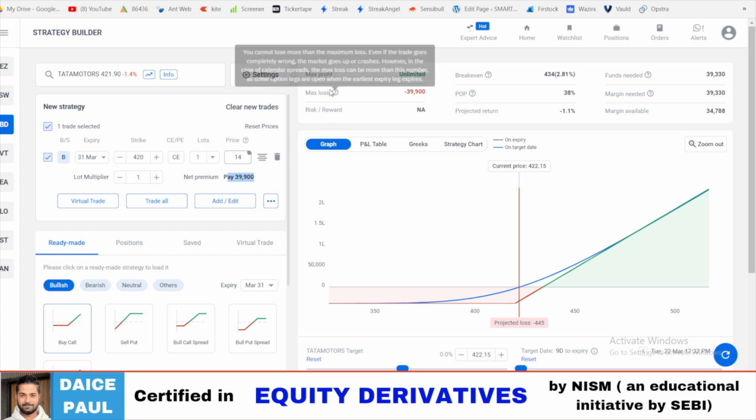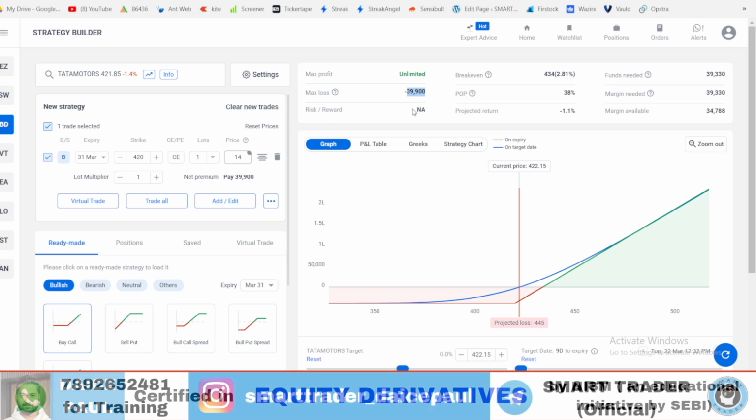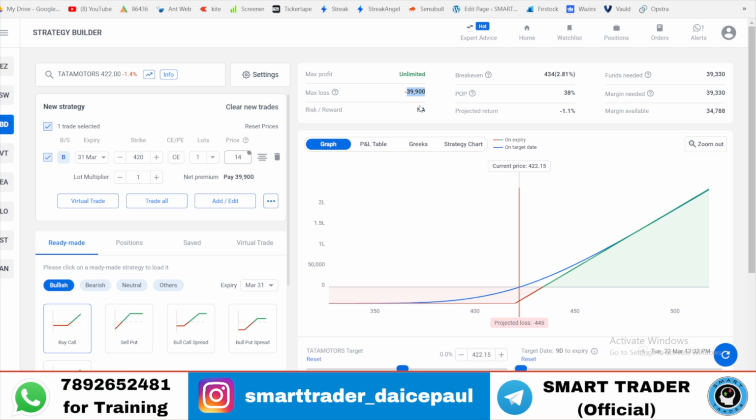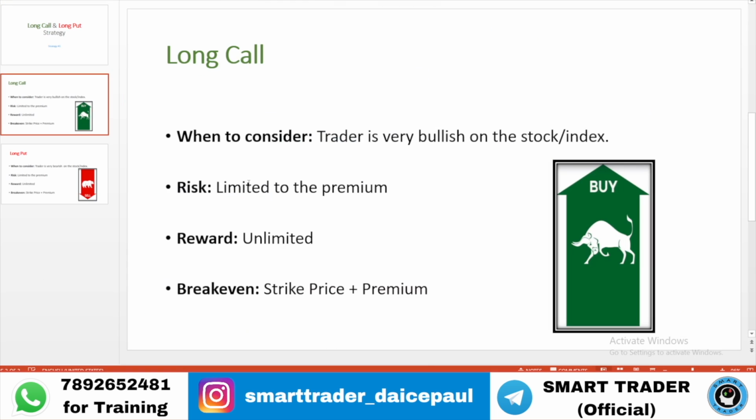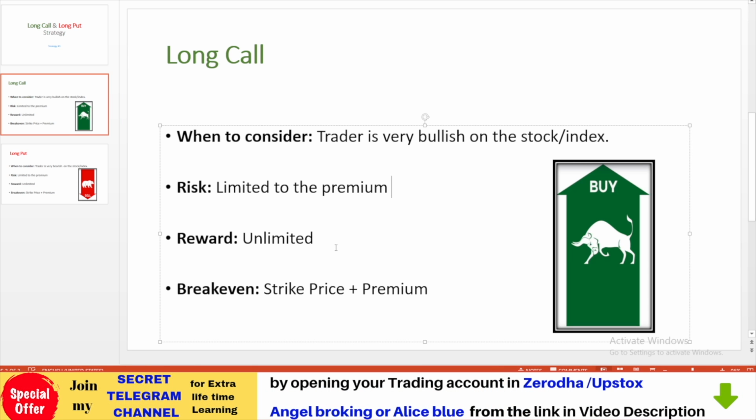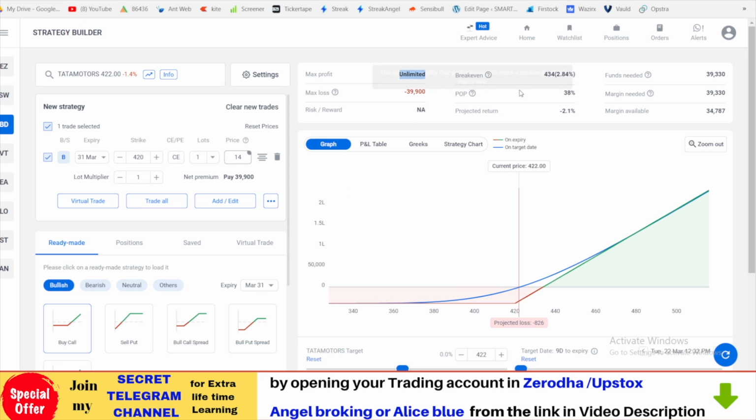Now, what is the maximum loss? It's shown here. It is 39,900. So it is limited. You cannot lose more than this money. What is the maximum profit? It is unlimited. So this is what we spoke. Unlimited reward, limited premium. So here what you are doing, you are limiting your downside and your upside is unlimited. So that is basically the strategy.